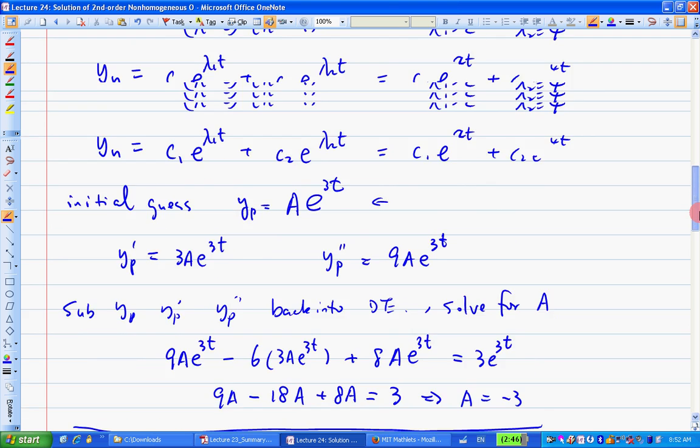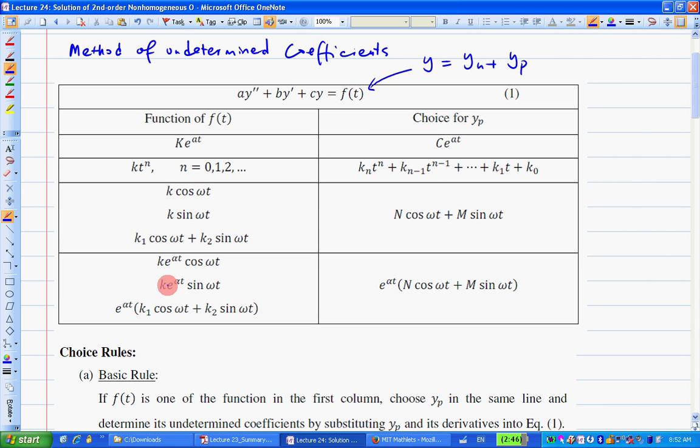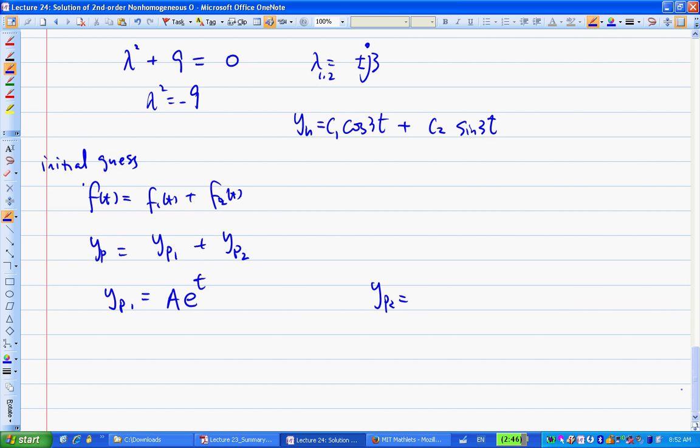According to the table, when you have a sine term here, your choice of yp will be this one here. It doesn't matter whether it's a cosine or sine or a combination of sine and cosine, so it's going to be this. And omega here is 3, so my initial guess yp will be n cos 3t plus m sine 3t. So that's my initial guess, okay?